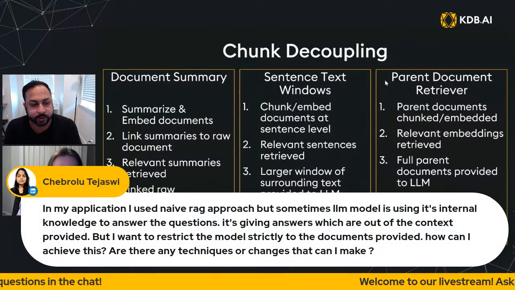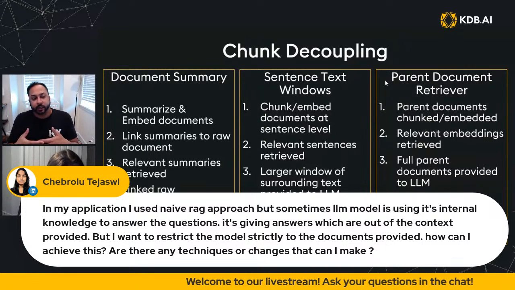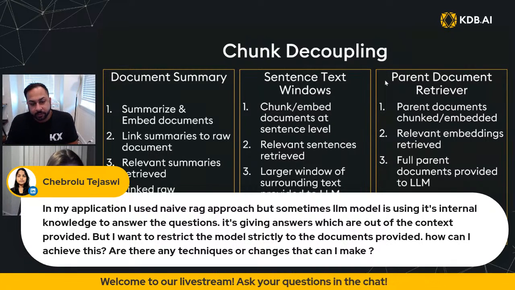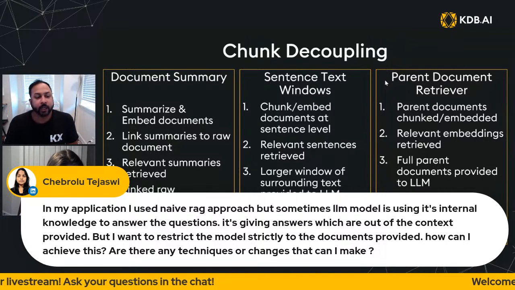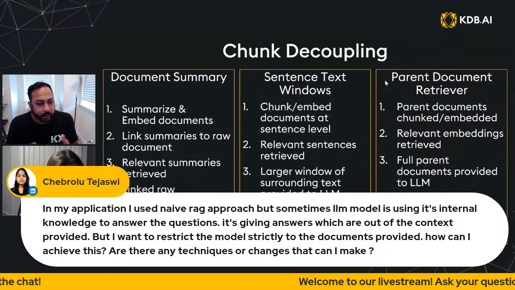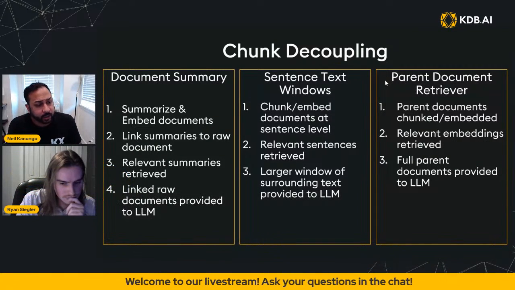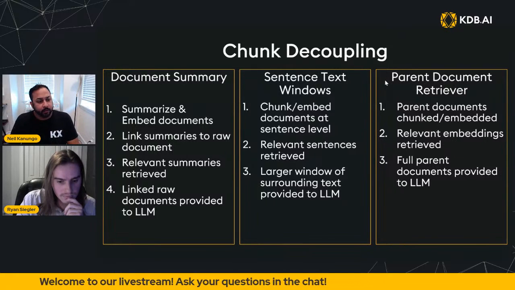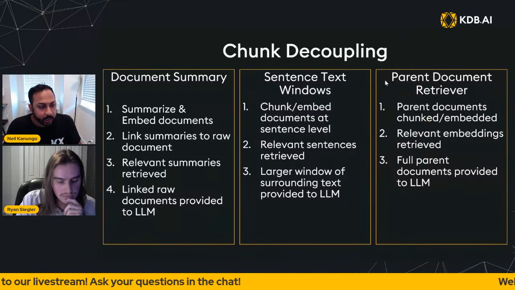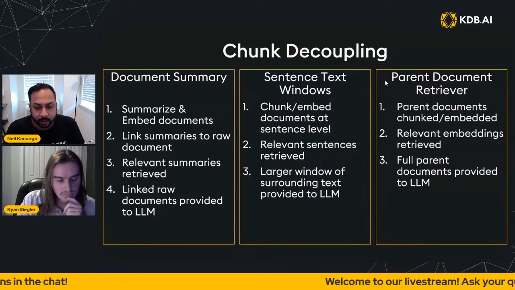And Chamberlain Tejaswi was asking, she's using naive RAG, but sometimes she's getting questions that are outside the context provided. And so she wanted to restrict the model strictly to the documents provided, and wanted to know if you had any advice on how to achieve this. I'm not sure if this is where Guardrails comes in to really focus the RAG application towards the knowledge provided.